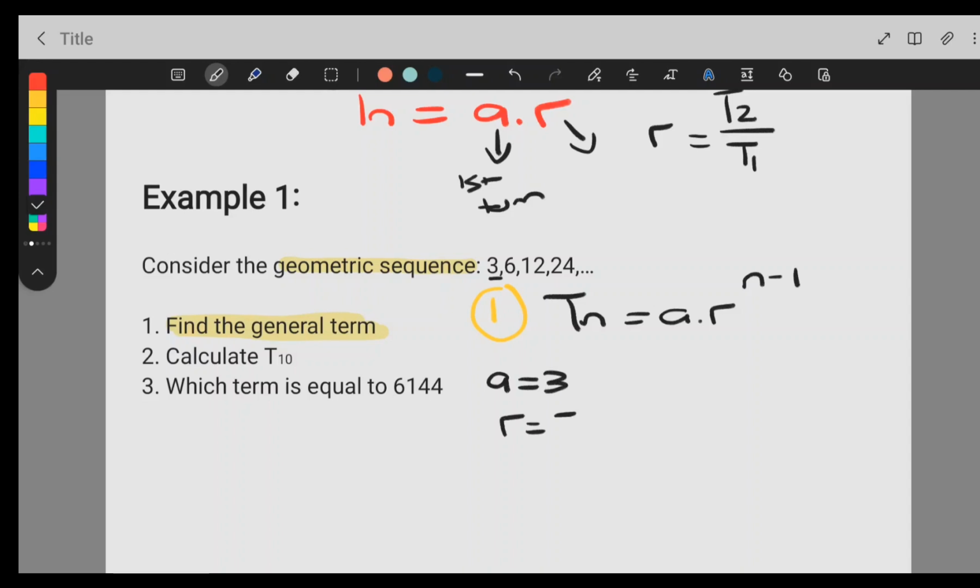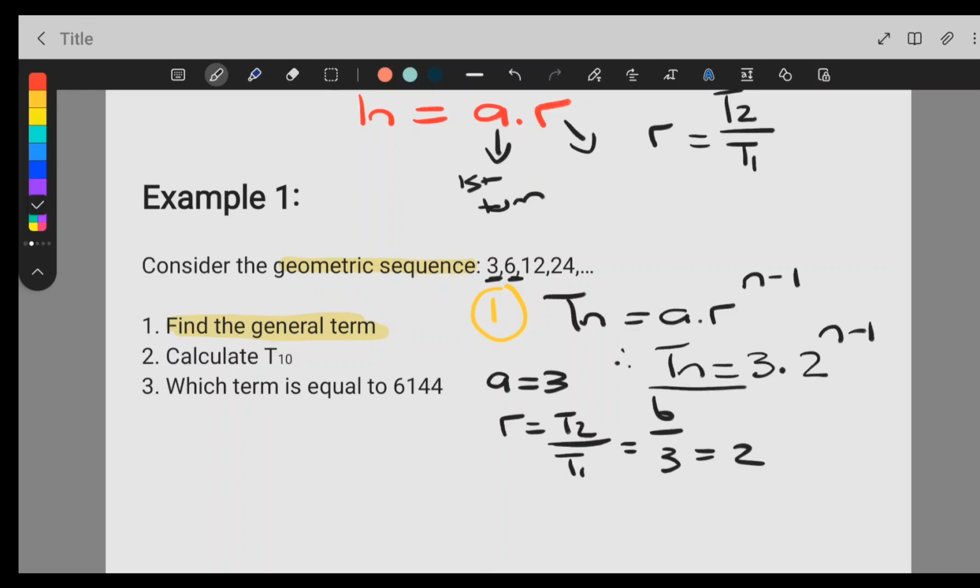And r is term 2 over term 1. So let's look at r. R is then 6 over 3, which is 2. Therefore, the general term Tn is equal to a, which is 3, times r, which is 2, to the n minus 1. And there you have it, as easy as that. That is our general term.